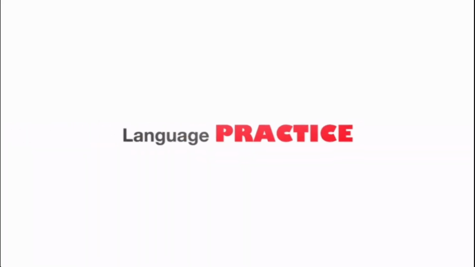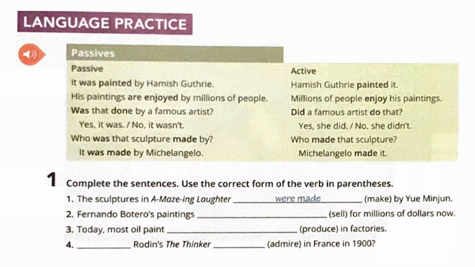Language practice. Passives. Passive. It was painted by Hamish Guthrie. Active. Hamish Guthrie painted it. Passive. His paintings are enjoyed by millions of people. Active. Millions of people enjoy his paintings.